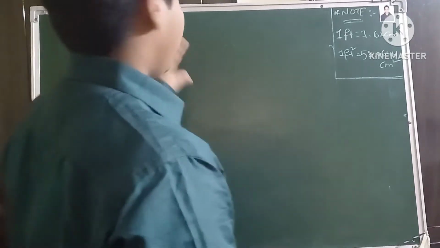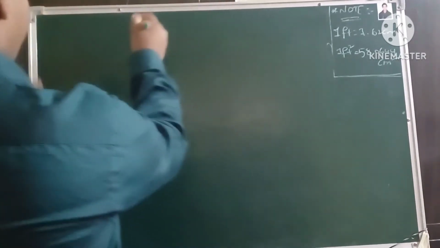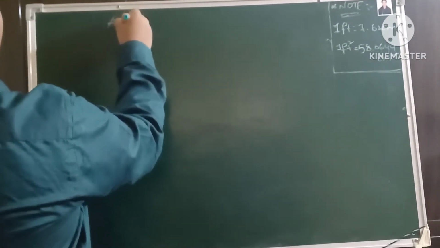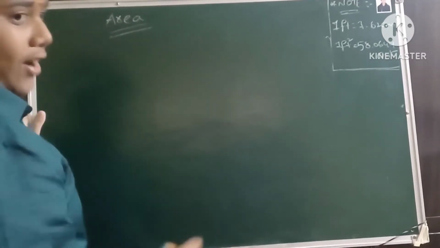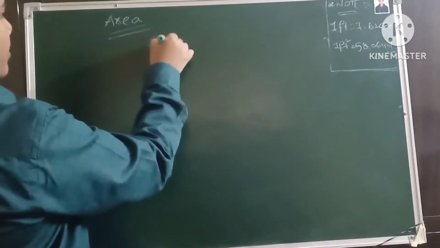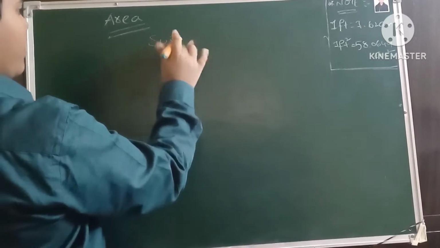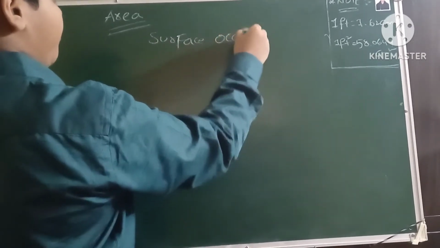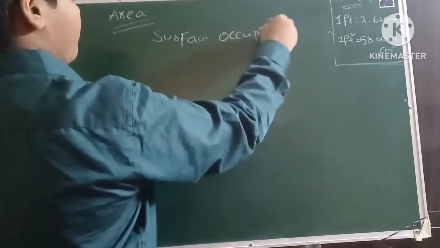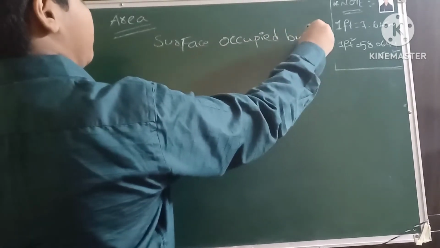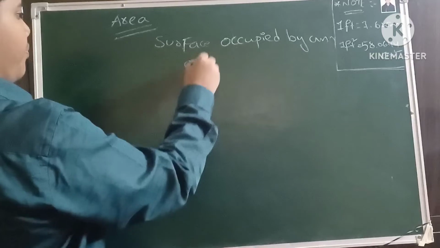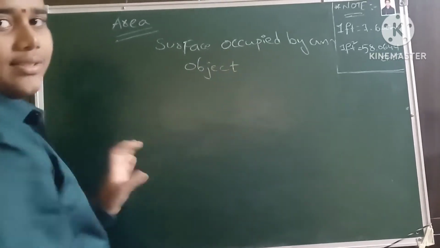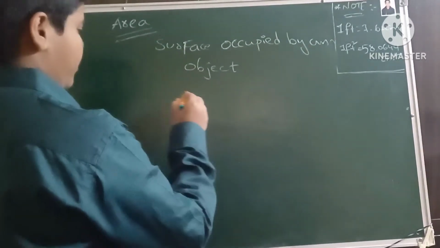Yesterday we completed the rules for writing a unit and length. Today's topic is area. What is area? Area is the surface occupied by an object.